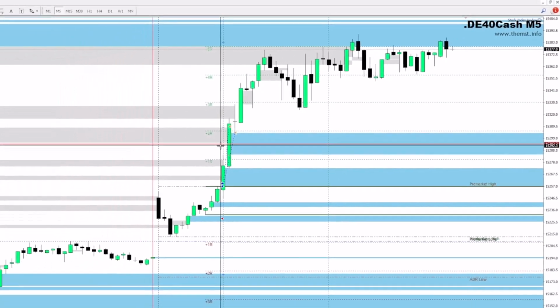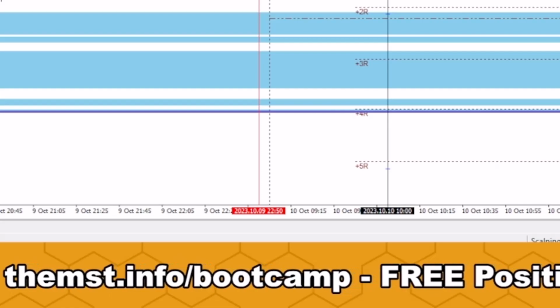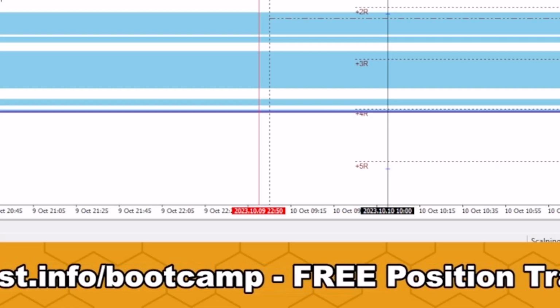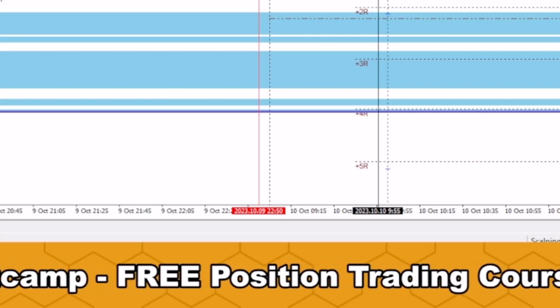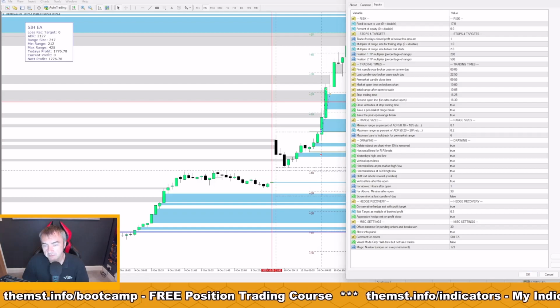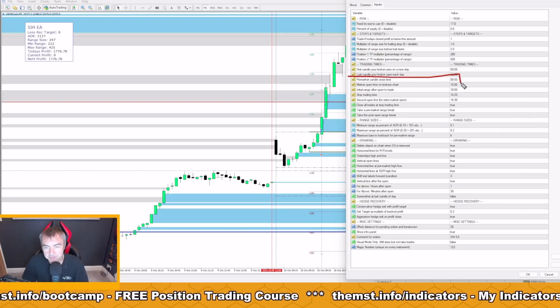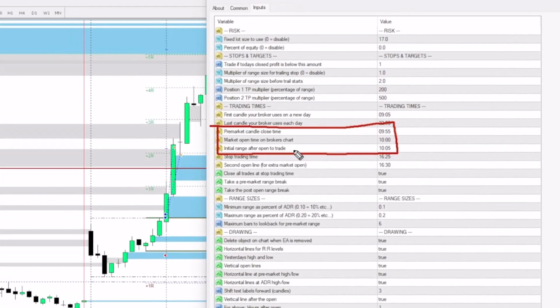UK time. So if you hover over that line there, you'll see on the bottom of the chart, you probably can't see it, it's small, but it says 10 o'clock. The close before the open is 9:55. So the reason these two inputs are in here is for mathematical calculations. Okay, and then you've also got the initial range after the open to trade.